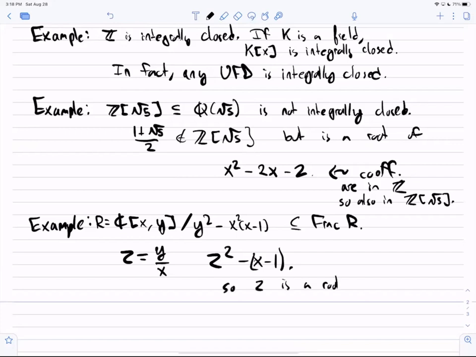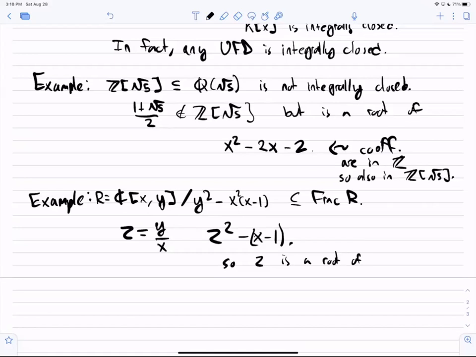So Z is a root of the polynomial. This gets a little confusing because X is used as a variable in the ring, so I shouldn't use it as a polynomial variable. My polynomial variable is T here. The coefficients are already in C[X], so they're definitely in R.